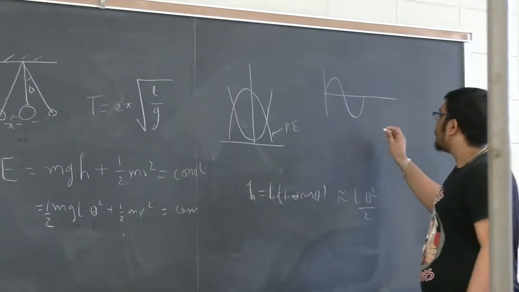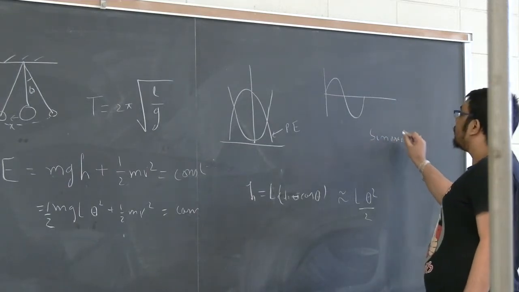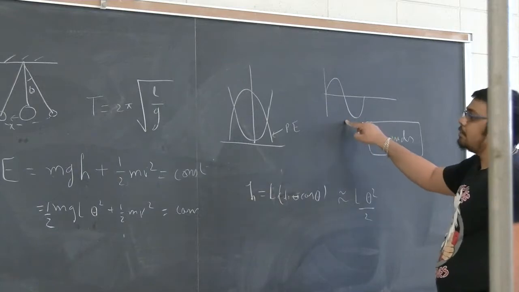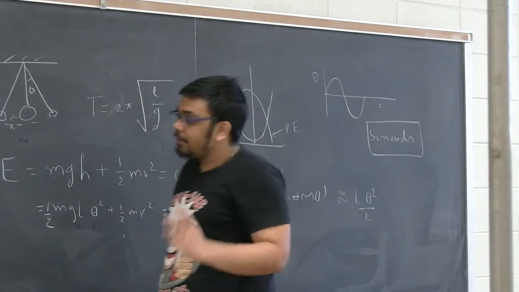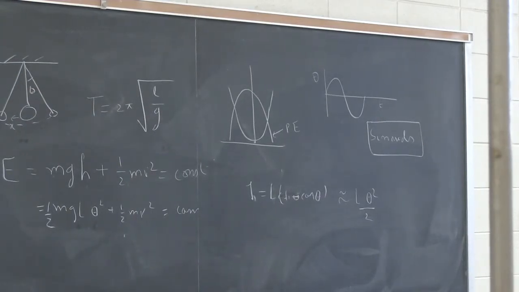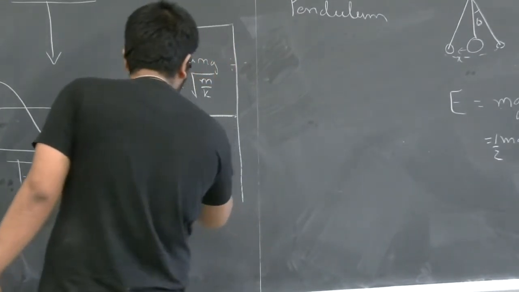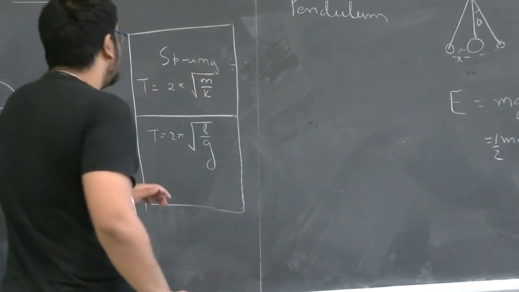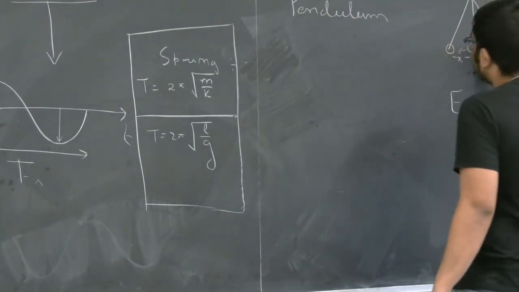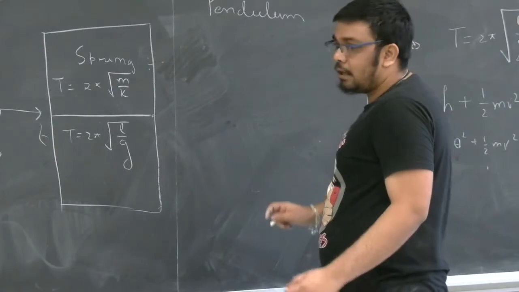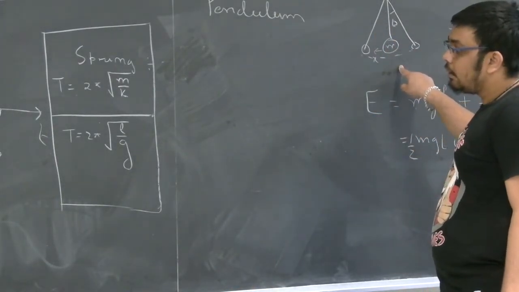So these kinds of graphs are called sinusoids because they resemble a sine function. And the period, as I wrote before, is 2 pi times root over L by g. The key point to note is that in both cases we have a mass m that is oscillating. So for the spring, the mass was attached to the spring, and for the pendulum, the mass is just hanging from a support.